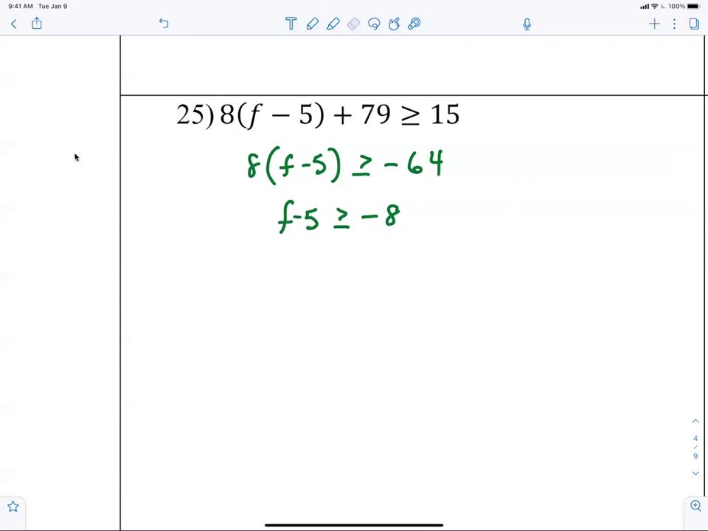Sorry, it's f minus 5. That's what some of you are asking. I got sidetracked. Anybody else have a question now? And then I just move the 5. So f is greater than or equal to negative 3. So I have a hard bracket at negative 3 heading to infinity. Do you agree with that?